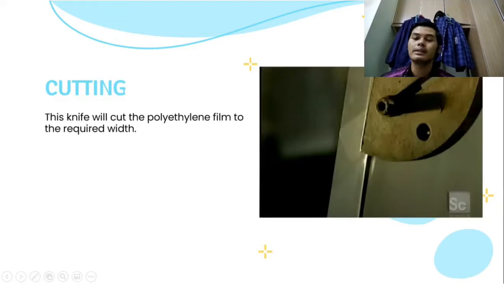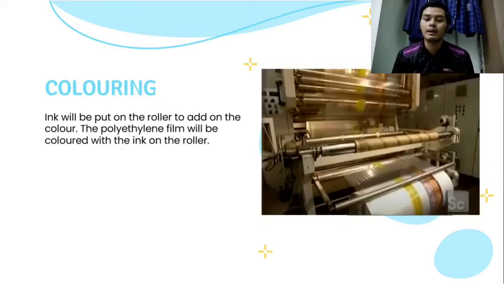The next one is cutting. The polyethylene film will be cut into the width that we require. The next one is color. The ink will be put on the roller so that it will be rolled with the polyethylene film and it will change the color of the plastic.